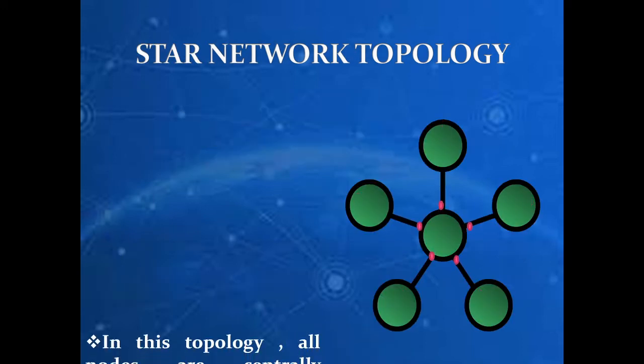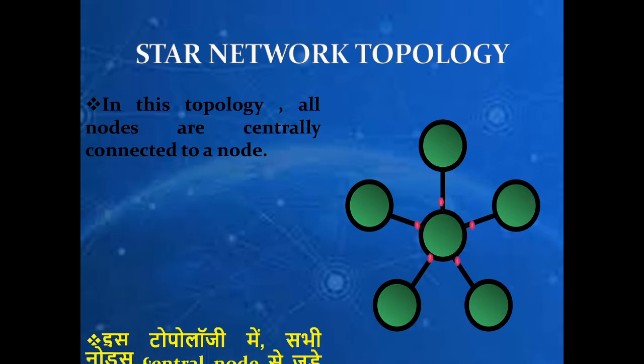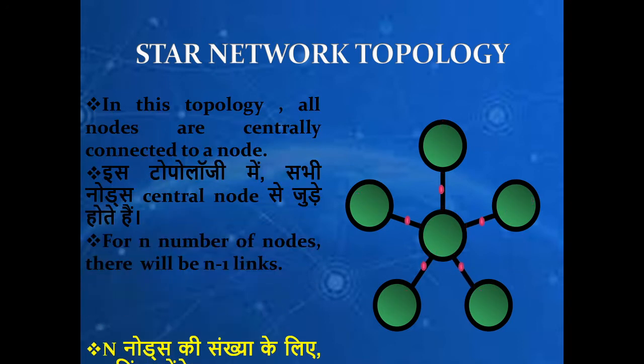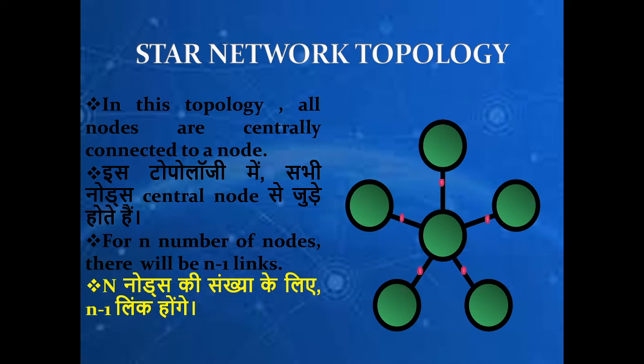You can see in the diagram the star topology. Here the pattern gives the structure of a star. It means one node will be in the center and all the other nodes will be connected centrally to that particular node, giving us a structure like a star. Let us look at the characteristics of this star network topology. In this topology, all nodes are centrally connected to a node.